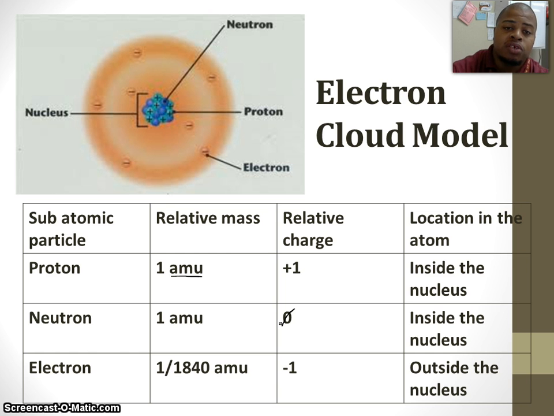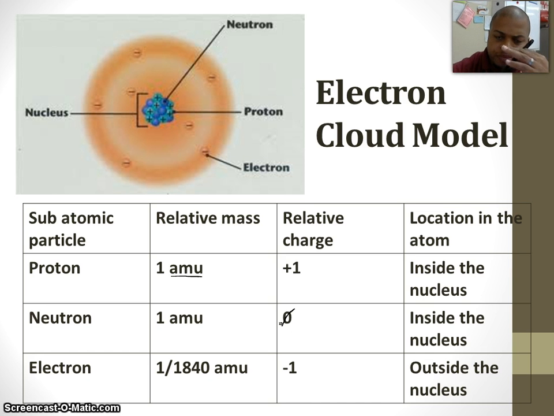Now, the electron is the one that's slightly different. If you look at the relative mass, you notice that it's going to be much, much smaller: 1 divided by 1,840 AMUs. Because of this, the mass of the electron really doesn't factor into the mass of the overall atom. But the overall charge will still be very important. It's going to have a charge of -1. Now, the last part here, you notice it says outside the nucleus. I've had some tell me, and even mark on tests, that the electron is outside of the atom. No, it's still a part of the atom, it's just outside of the nucleus in the electron cloud.